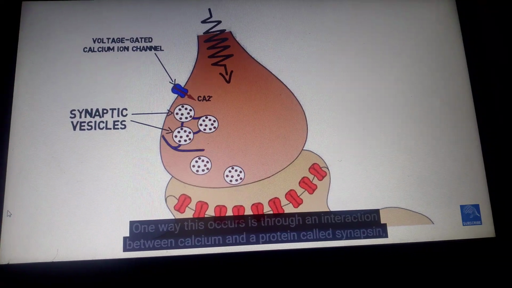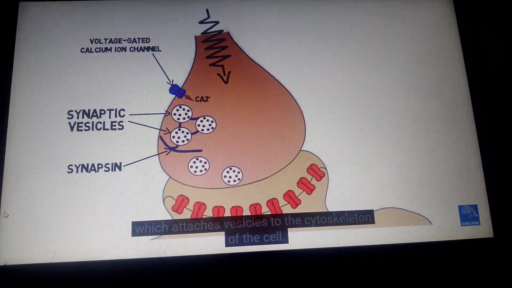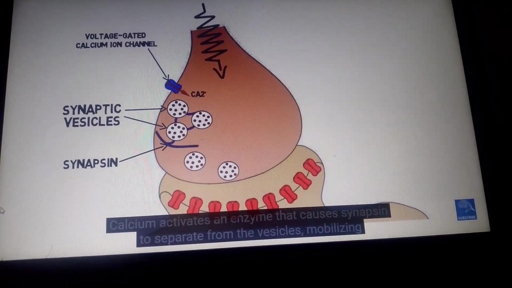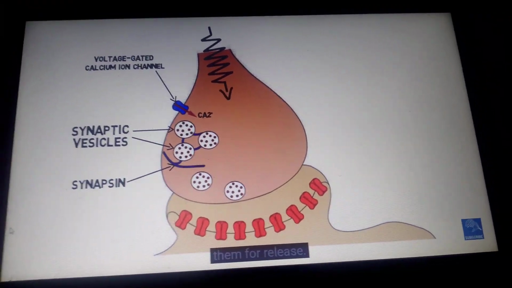One way this occurs is through an interaction between calcium and a protein called synapsin, which attaches vesicles to the cytoskeleton of the cell. Calcium activates an enzyme that causes synapsin to separate from the vesicles, mobilizing them for release.